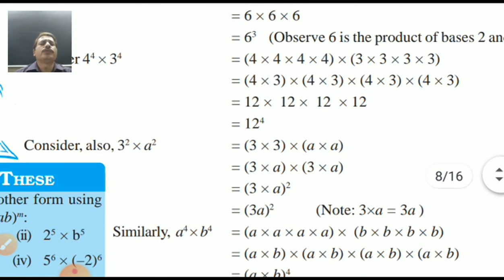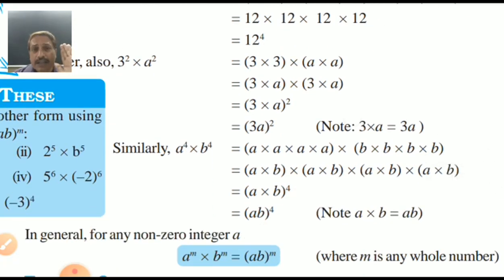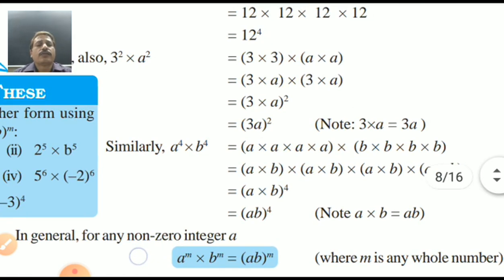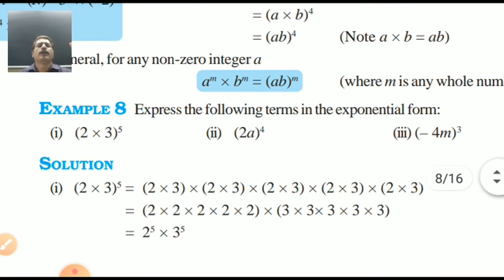3 raised to 2 into a raised to 2. Very easy. So 3a raised to 2. a and b, think of it as a variable. Any number is there. Suppose there are two numbers. In a blue color box, it is written a raised to m into b raised to m gives me ab raised to m, where m is a whole number compulsory. 0 हो सकता है, कोई बात नहीं.